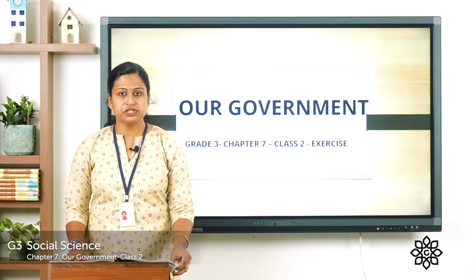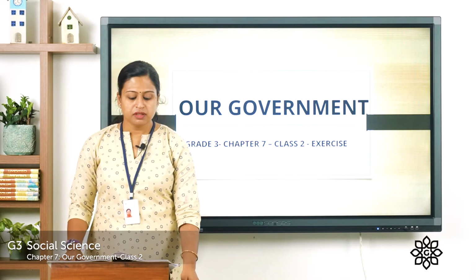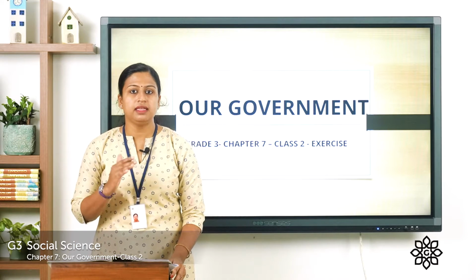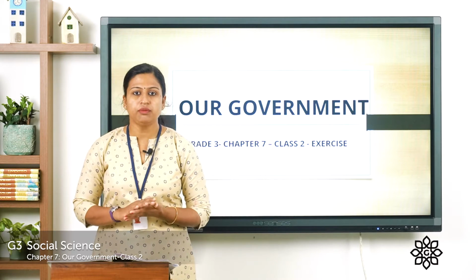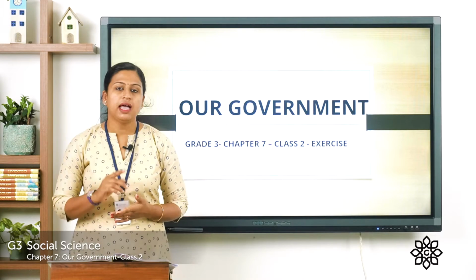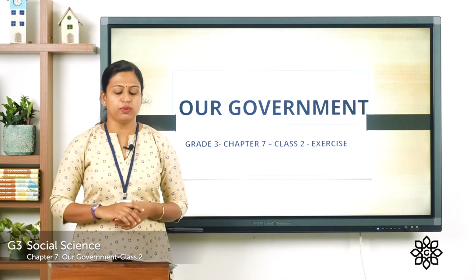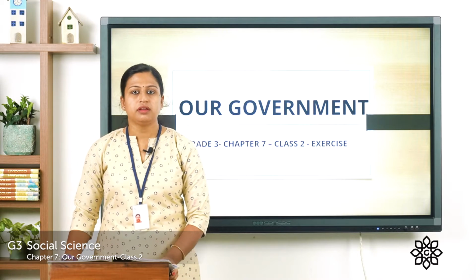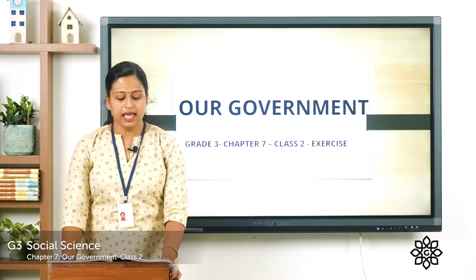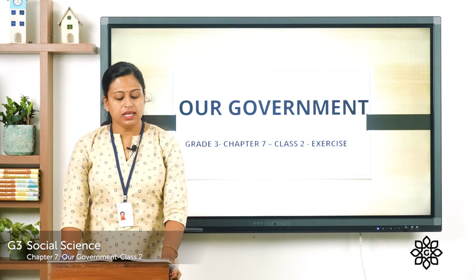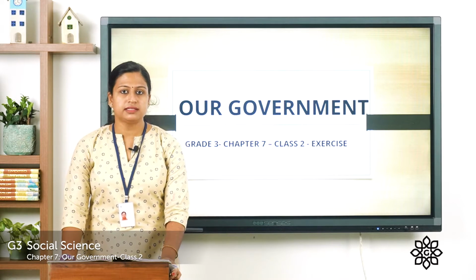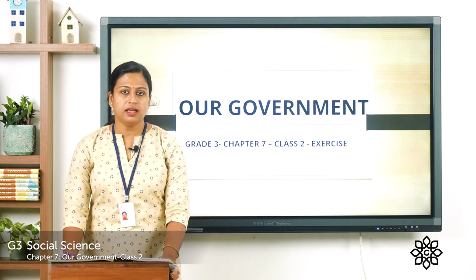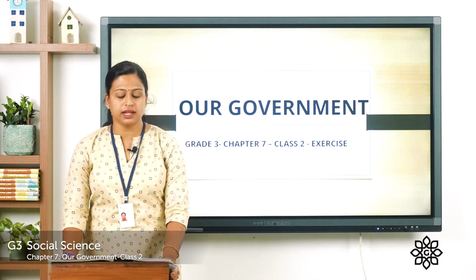Now let's move to page number 52, that is the first exercise. Here you can see you have to tick the correct options. For every question there are 3 options and you have to tick the correct one. First one: a government makes the dash of a country. Now you have to choose the correct answer. Second: in India, the parliament is known as the dash. The options are Rashtrapati Bhavan, India Gate and Sansad. So you have to choose the correct one.